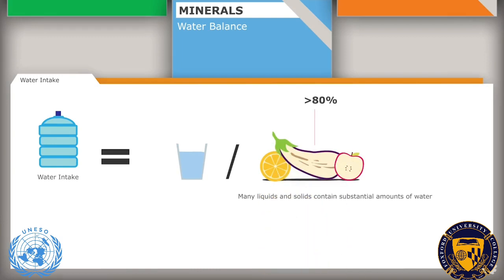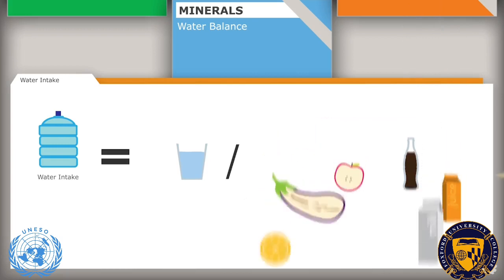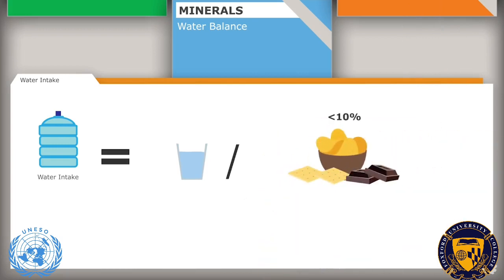The same is true for various other beverages, such as milk, soda, and fruit juices. By contrast, potato chips, crackers, and chocolate contain less than 10% water. The water content of most other foods lies somewhere in between.